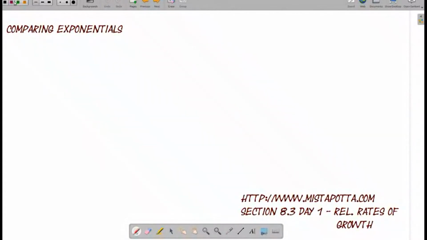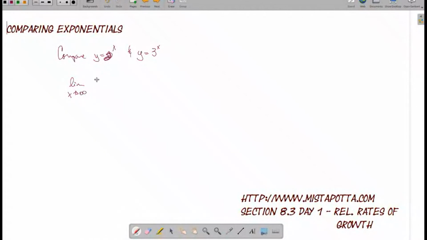So the next thing that I want to talk about is comparing exponentials, because just because we're dealing with exponentials does not mean that they're all going to grow at the same rate. So let's real quickly compare y equals 2 to the x and y equals 3 to the x.